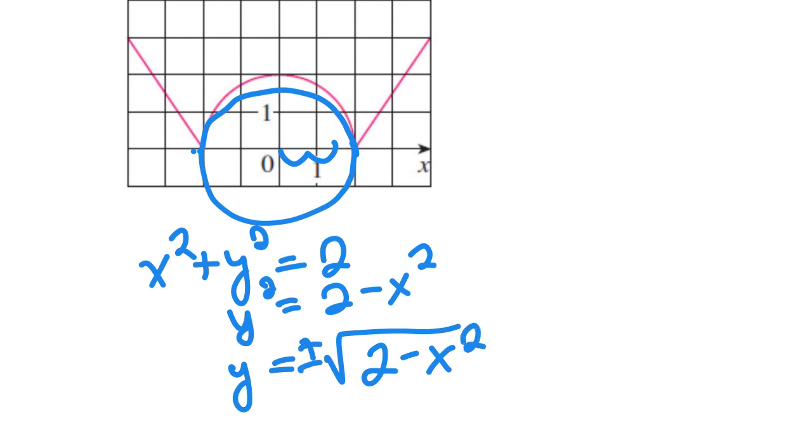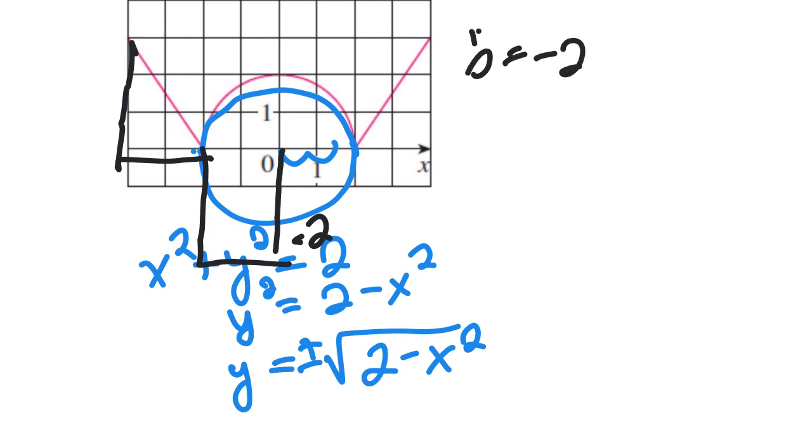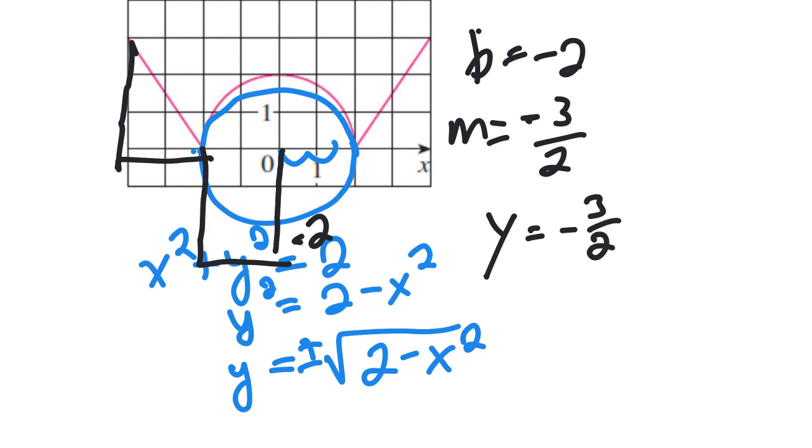Okay, so that's the middle section, and then for this section, the slope is 1, 2, 3, down 3 over 2. So we're going to go down 3 over 2, 1, 2, 3 over 2, and that would make our y-intercept negative 2. So b is equal to negative 2, and our slope for this one is down 3 over 2. So that would be y equals negative 3 halves x minus 2.